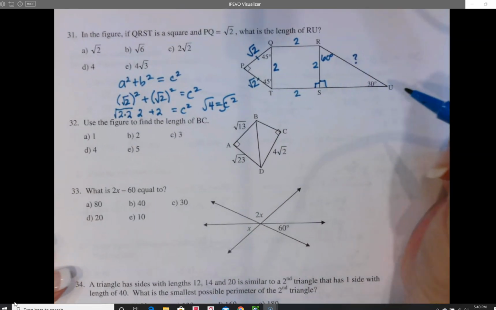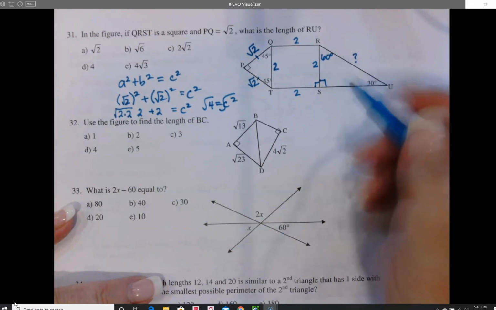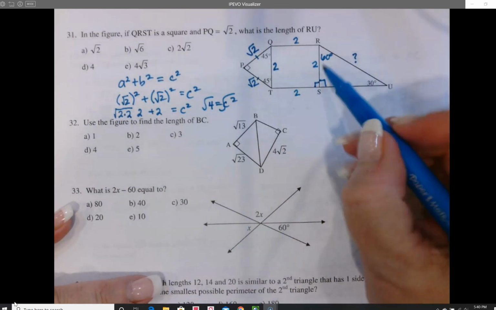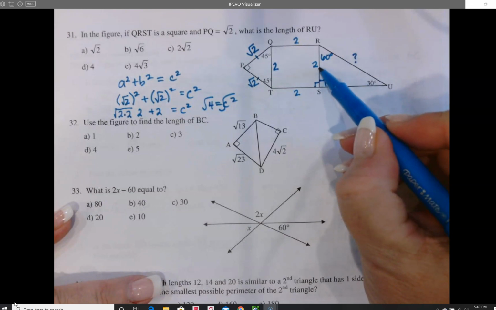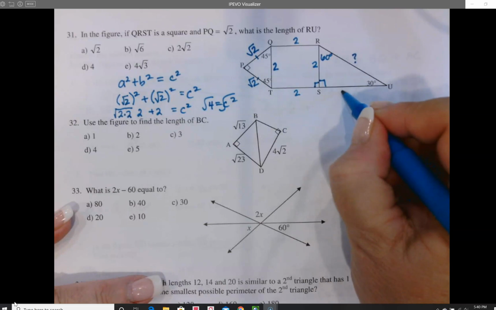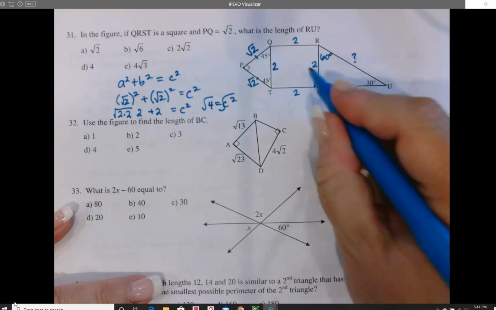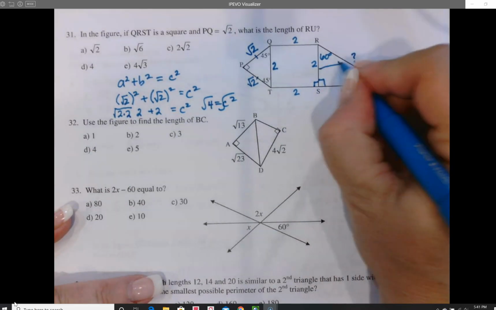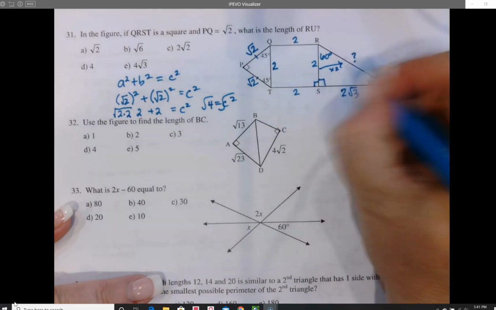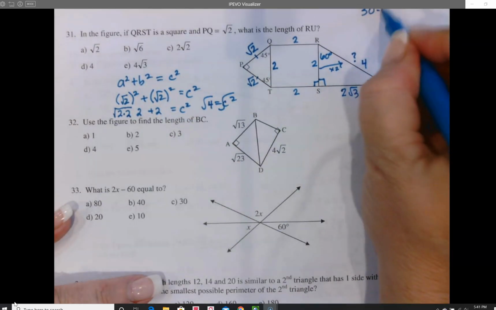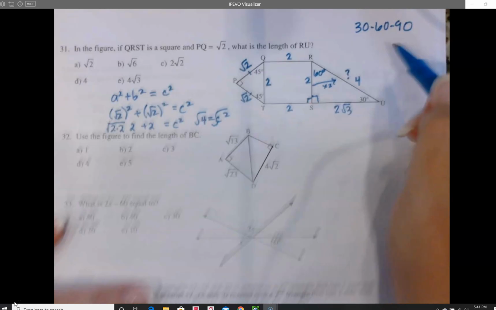And we call that a special right triangle because the rules of 30, 60, 90 right triangles say that we have the short leg, and then our long leg is always going to be the square root of 3 times whatever the short leg is, and then the hypotenuse is always double of whatever the short leg is. So those are the rules for 30, 60, 90 right triangles.